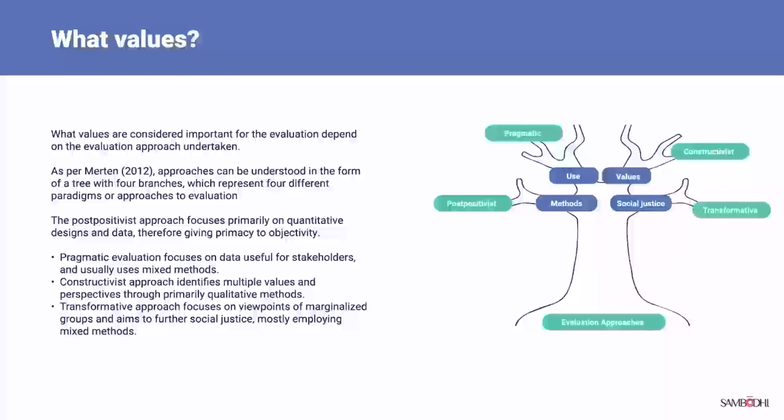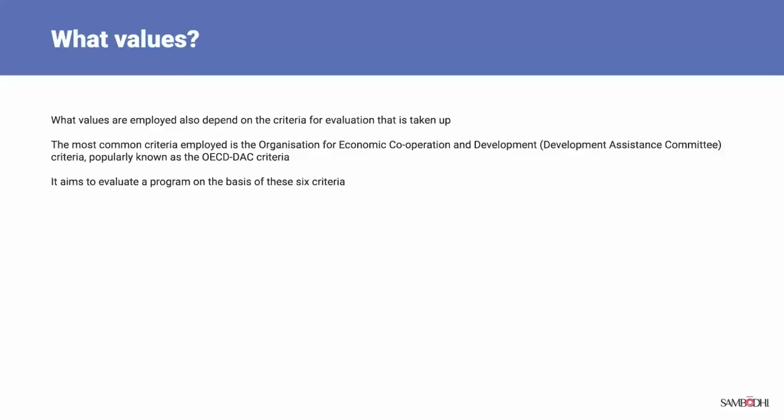The second paradigm, pragmatic evaluation, focuses on data that would be useful for stakeholders and usually uses mixed methods. The next paradigm, the constructivist approach, focuses on identifying multiple values and perspectives through primarily qualitative methods. And lastly, the transformative approach focuses on the viewpoints of marginalized groups and aims to further social justice, mostly employing mixed methods.